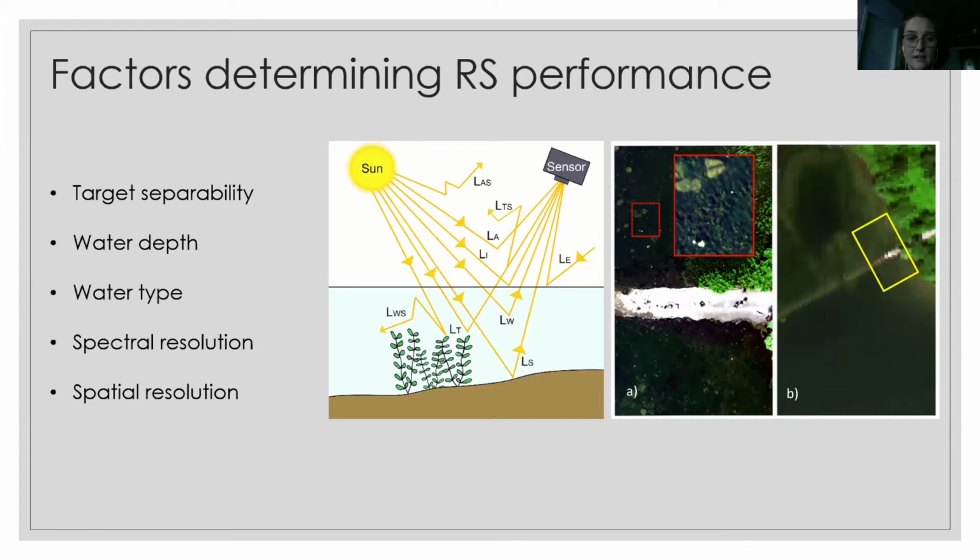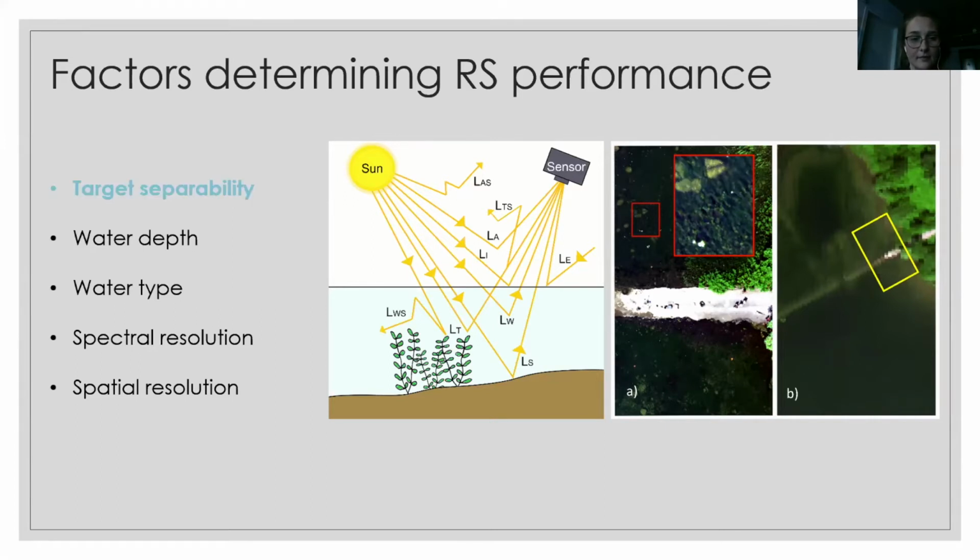And if we look at, for example, the panel A here is a microCASI image where you can see down to the plant level versus a CASI image on the right, panel B, would leave you limited to canopy level information. So we're going to start off with target separability.